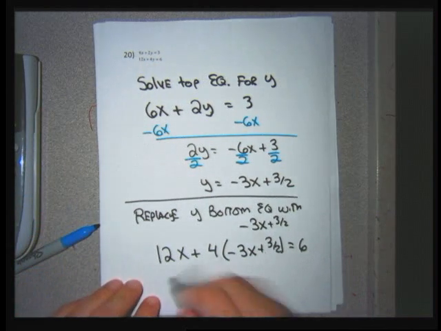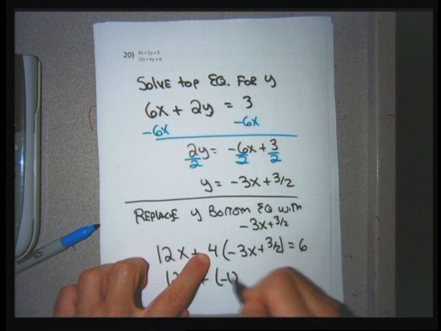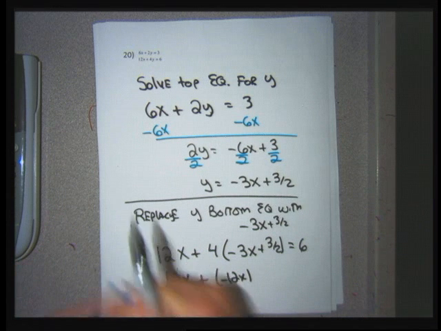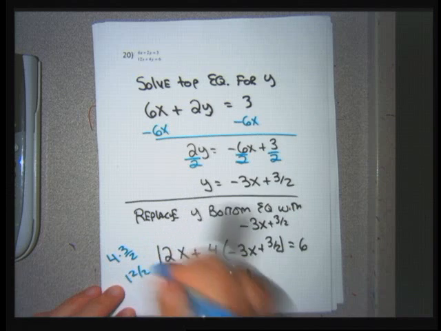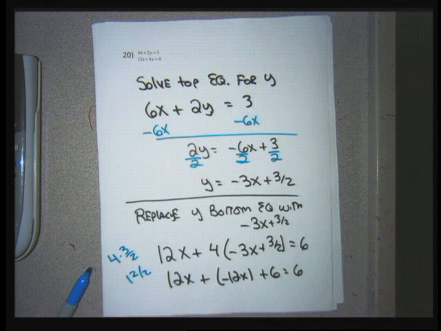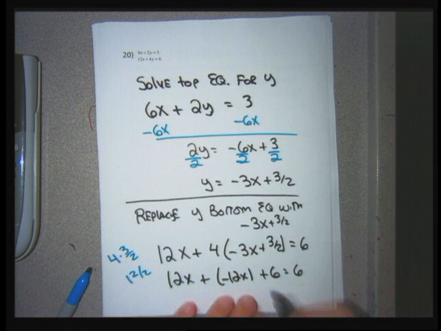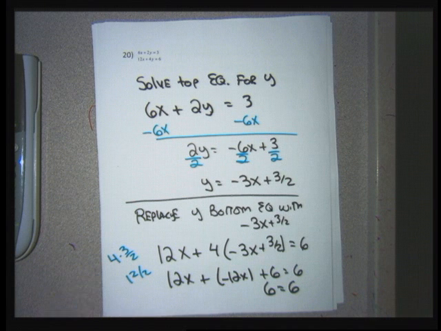Now I'll do the multiplication. I'm going to get 12x plus 4 times negative 3x is negative 12x. And then 4 times 3 halves is 12 halves, and 12 halves is 6. So I get 12x plus negative 12x plus 6 equals 6. The 12x's cancel. The letters drop out. But unlike the last two problems, the letters drop out and I have a true statement. This means there's infinitely many solutions and there's a lot more work to do.